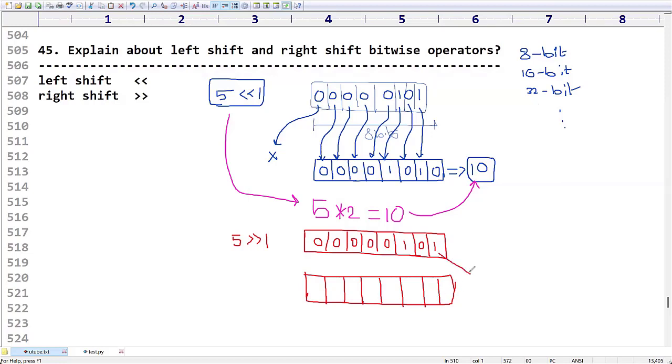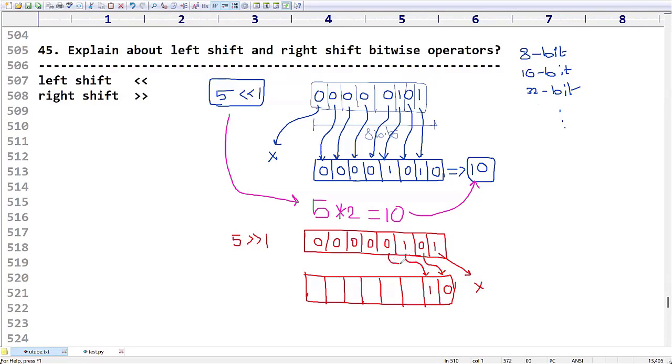So this one will be gone, sir. It won't be stored. This one will be gone, because we are not moving towards left. We are moving towards right. So in that place, this 0 will come. In this place, this 1 will come.